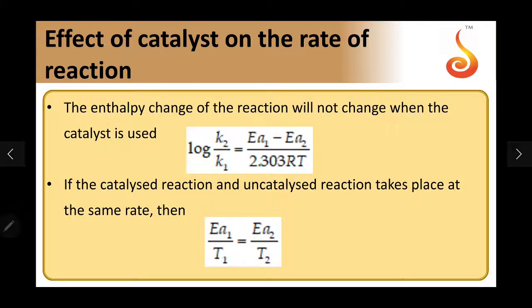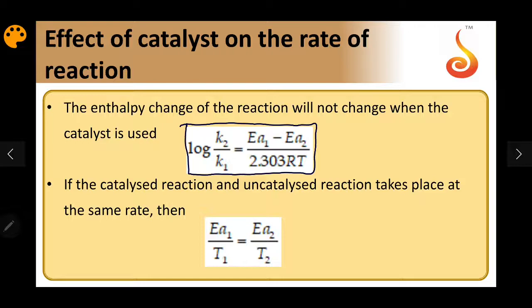So for the effect of catalyst, I can calculate how much increase in the rate the catalyst can bring. It can be done by this formula. Log K2 by K1 is equal to EA1 minus EA2, where EA1 is for the uncatalyzed reaction and EA2 is for the catalyzed reaction. K2 is the rate constant for the catalyzed reaction, K1 is the rate constant for the uncatalyzed reaction. So if I know EA1 and EA2, I can get K2 by K1.